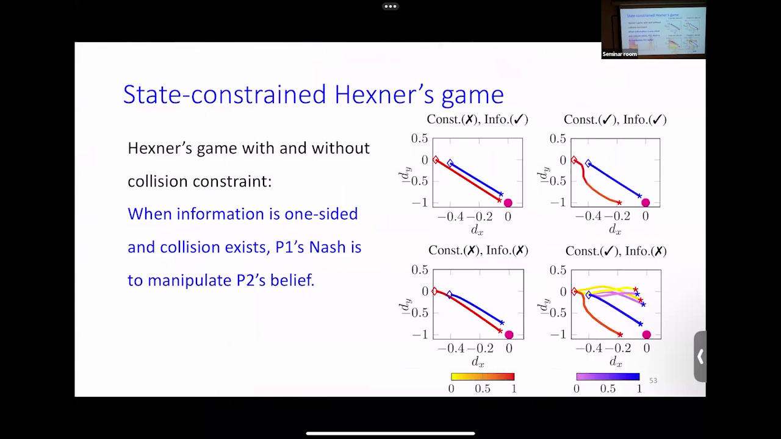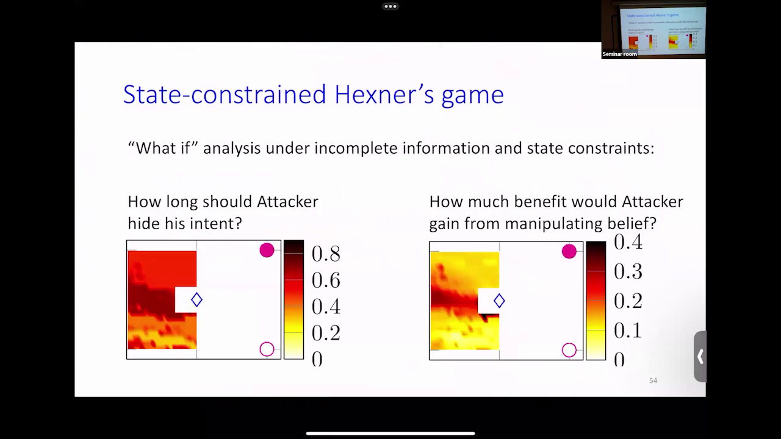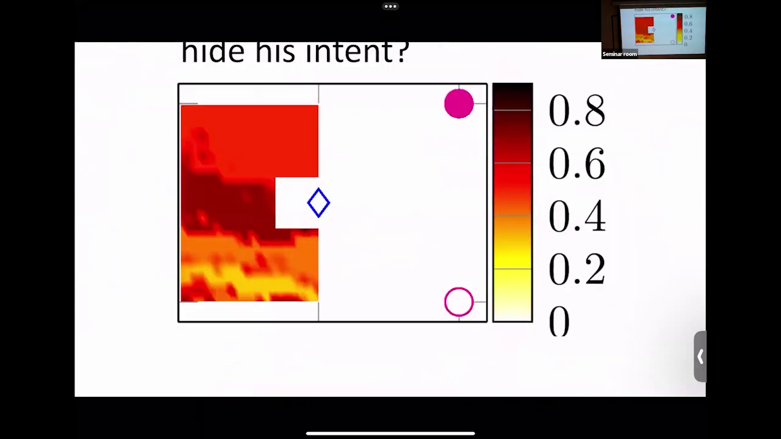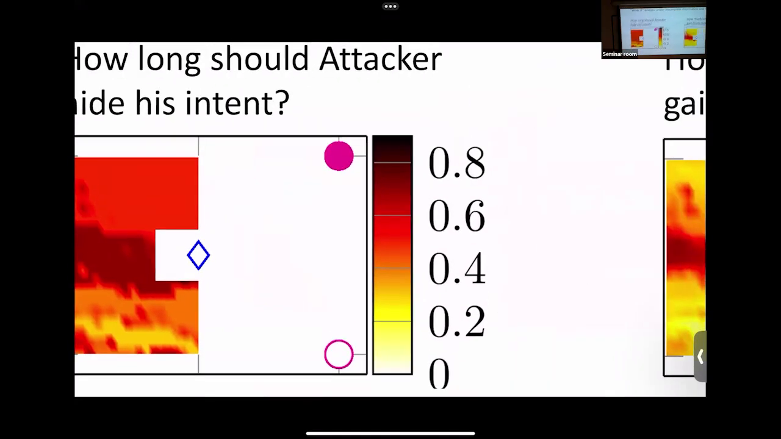Okay. All right. We can also do what-if analysis. So you can say, let's fix the defender, right? And then scan the whole space for the initial state of the attacker, and see at each of the locations how long he needs to hold the information. So the higher this value is, the longer he needs to hold the information before he makes a move.